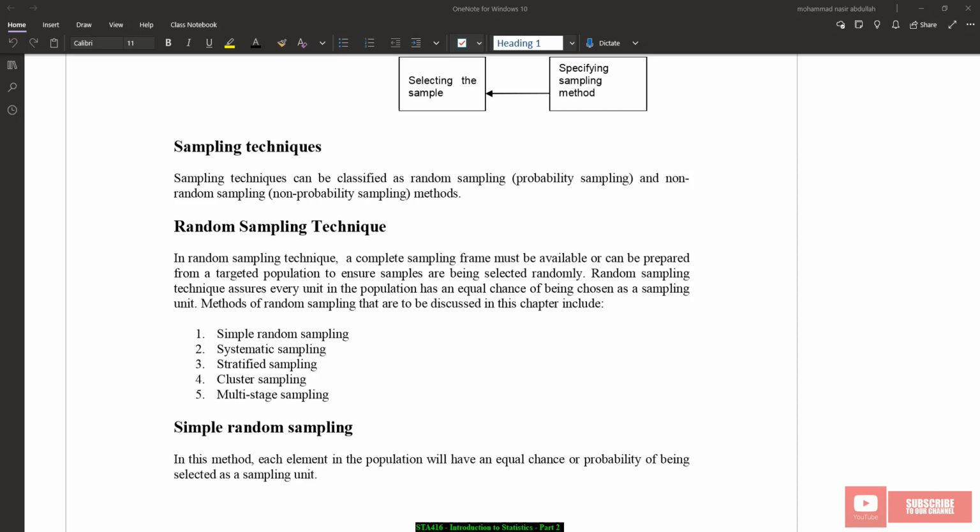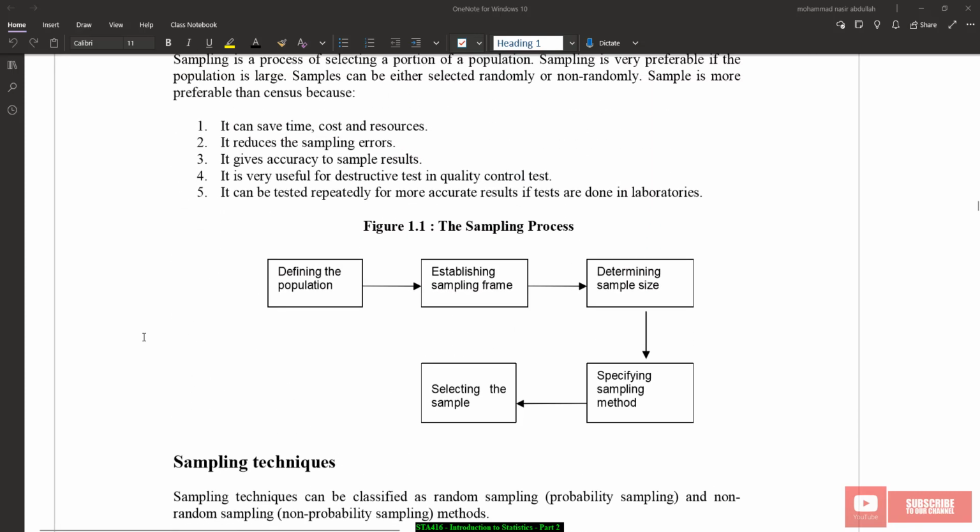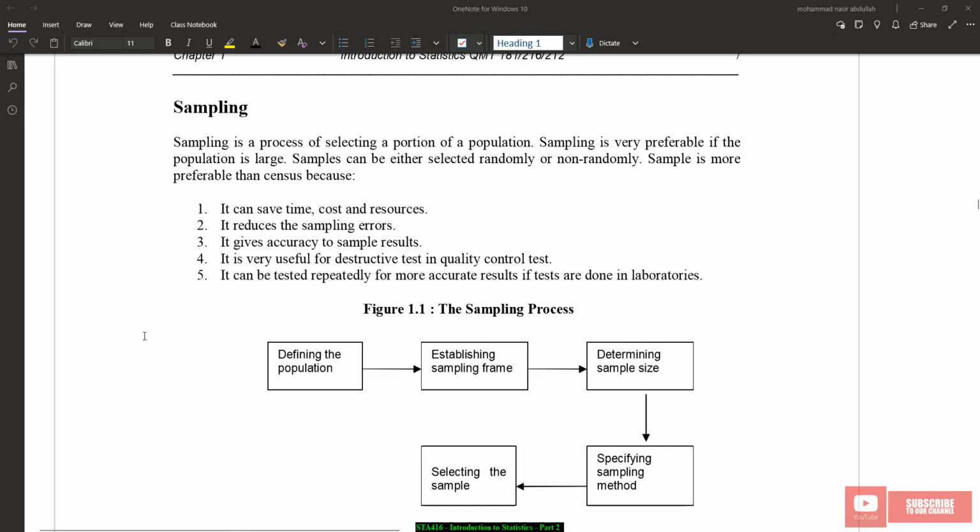So today we're going to continue our lecture from the previous lecture. This is part 2, which is sampling techniques. To recap what we learned last week, we already learned about sampling. We already know the definition of population, the definition of sample, and the sampling process. Let's recap the sampling process.